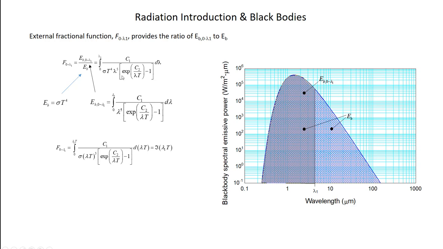So every place I have a lambda here, I also have a temperature. So here I'm going to multiply and divide by temperature. So I have d lambda T, and that gives me a T to the fifth on the bottom, which I can multiply by my lambda to the fifth. And of course, already I have a lambda T here. So the point is that I have one variable, lambda times temperature, right? So I can integrate with respect to lambda times temperature from 0 to lambda 1 times temperature. And this fractional function then is only a function of lambda 1 times temperature.